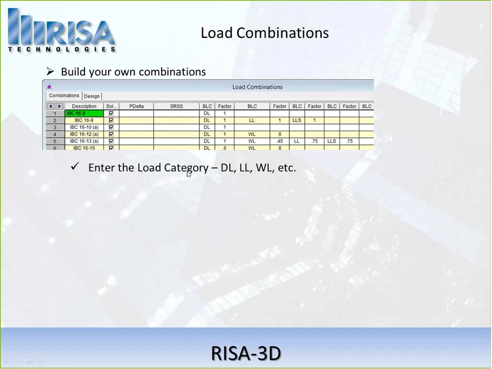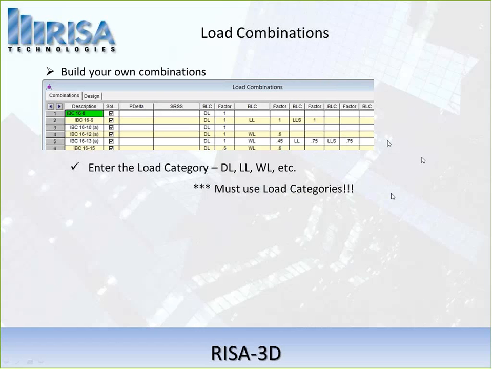When you're using load categories, all of these different types of things that are coming basically right out of the IBC, you can just tell the program DL with a factor of 1, for example, or DL plus LL special with a factor of 1 on each one. The important thing is don't forget to use your load categories.